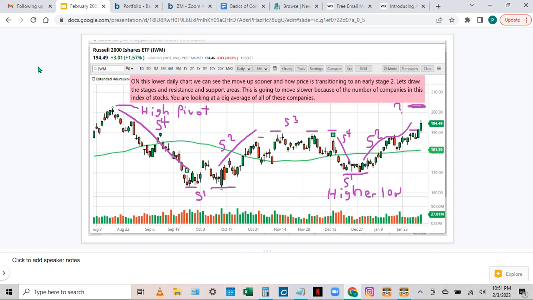So this is just another view of the Russell 2000 daily ETF, showing the changes of stages we're going through, the back and forth. In my opinion, this would be a neutral chart at this time because it's had so much back and forth.